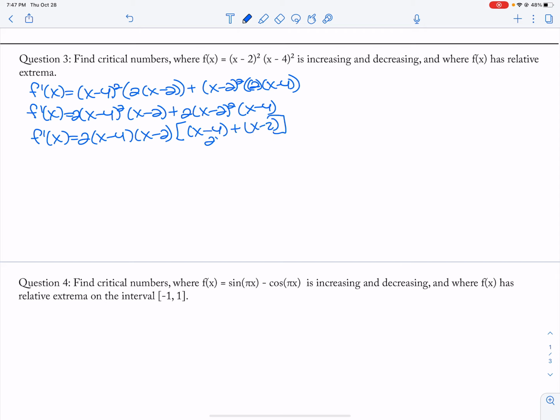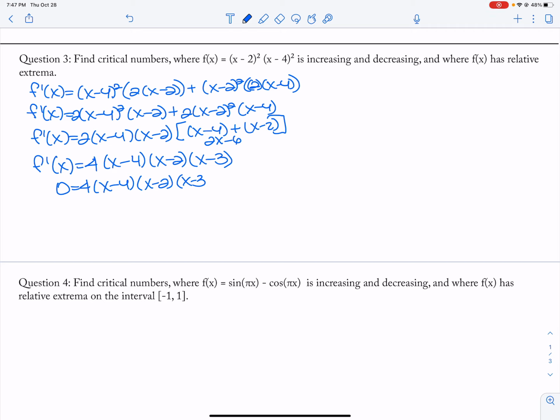So f double prime, sorry, not double prime, just kidding. f prime of x is equal to 4(x minus 4)(x minus 2), and then I have an (x minus 3). So when I set this equal to 0, what do I get? I get x is equal to 2, 3, and 4.